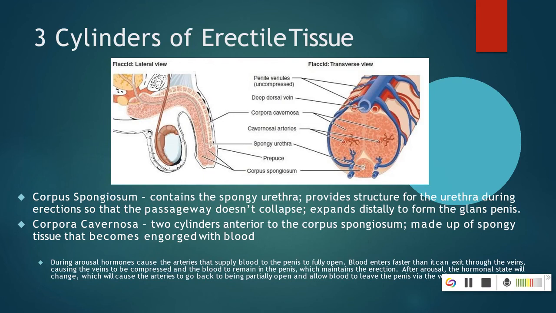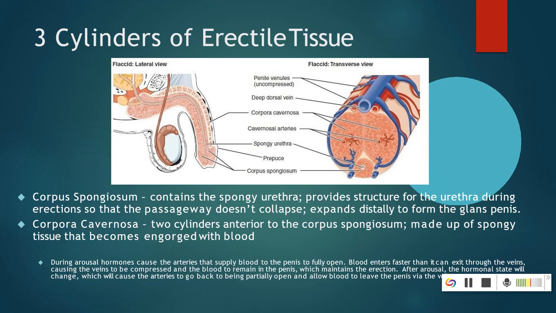Here you can see the transverse view and a cross section where you can see more clearly the penile venules, which are currently uncompressed, the deep dorsal vein, the corpora cavernosa, the cavernosal arteries, the spongy urethra, the prepuce, the corpus spongiosum, and the corpus spongiosum contains the spongy urethra. It provides structure for the urethra during erection so that the passageway doesn't collapse, which is very important, and it expands distally to form the glans penis.